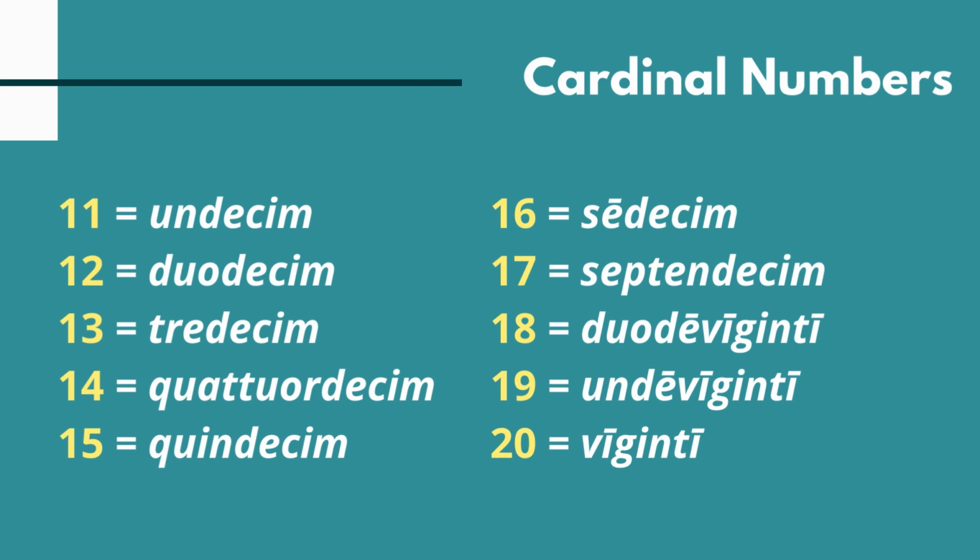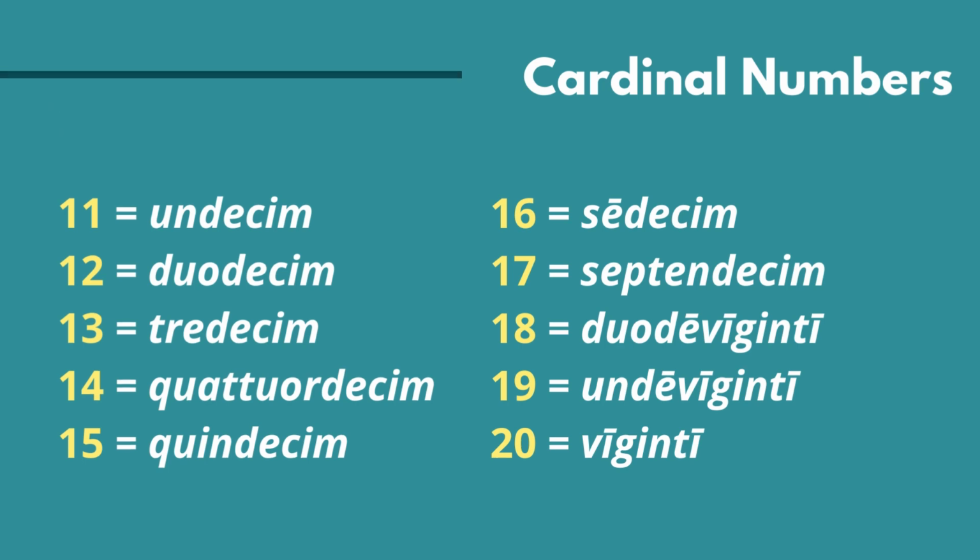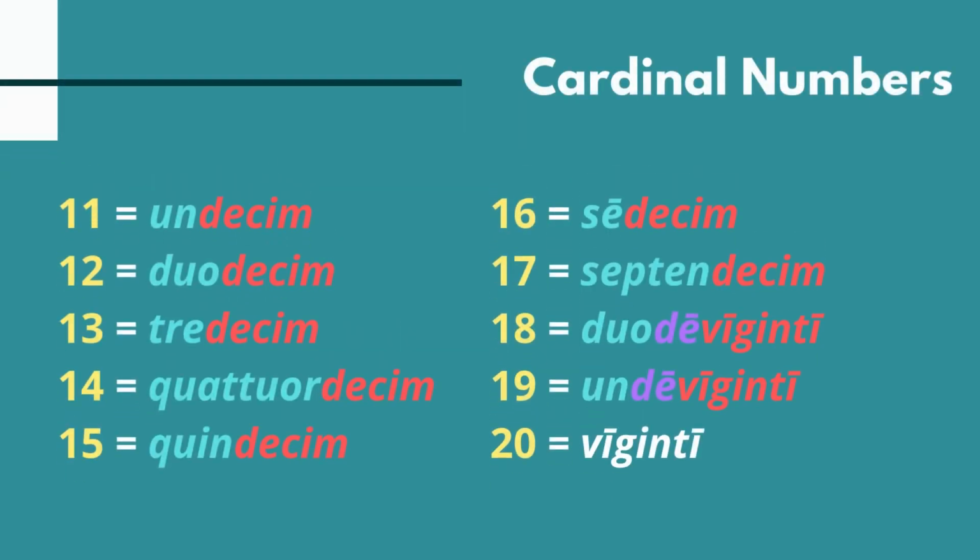So you start with the number 20, viginti. Then 18 is duodeviginti, literally duo, 2 from 20. So 2 from 20 is 18, right? 19 is undeviginti, 1 from 20. So for 18 and 19, you are counting backwards from the next large number, 20, and you get something slightly different. Here I'm color coding for you so you can see what I'm talking about.